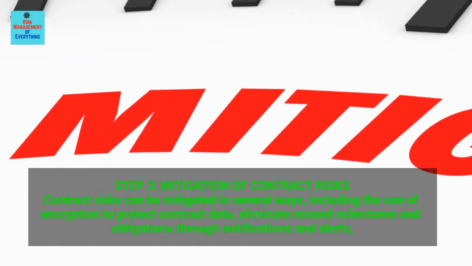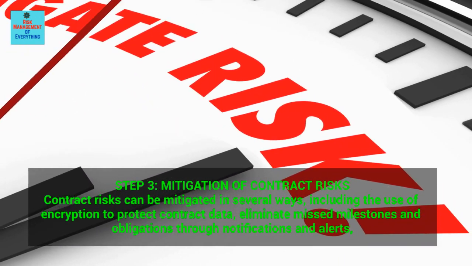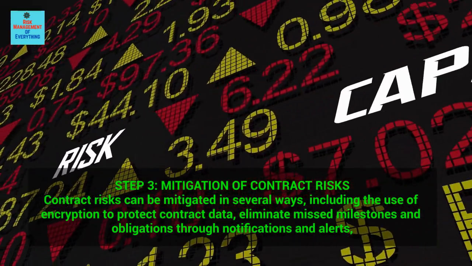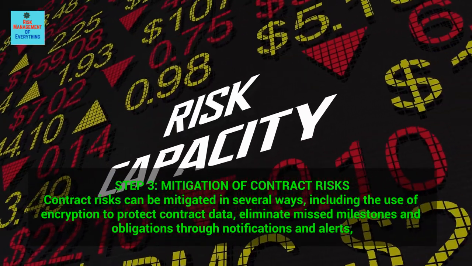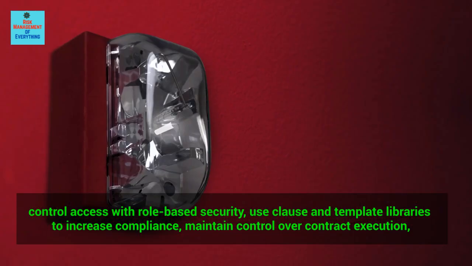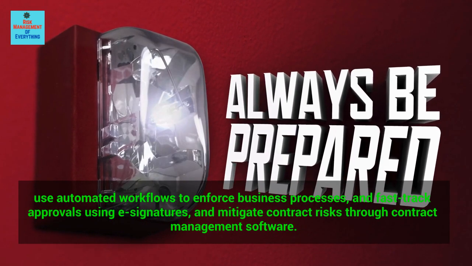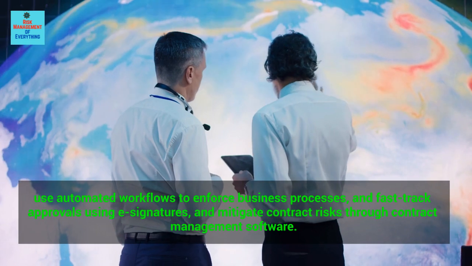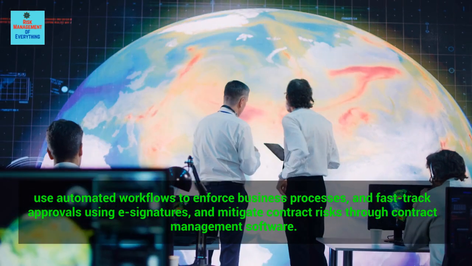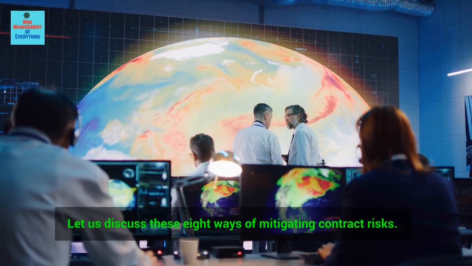Step 3. Mitigation of contract risks. Contract risks can be mitigated in several ways, including the use of encryption to protect contract data, eliminate missed milestones and obligations through notifications and alerts, control access with role-based security, use clause and template libraries to increase compliance, maintain control over contract execution, use automated workflows to enforce business processes, and fast-track approvals using e-signatures, and mitigate contract risks through contract management software. Let us discuss these 8 ways of mitigating contract risks.